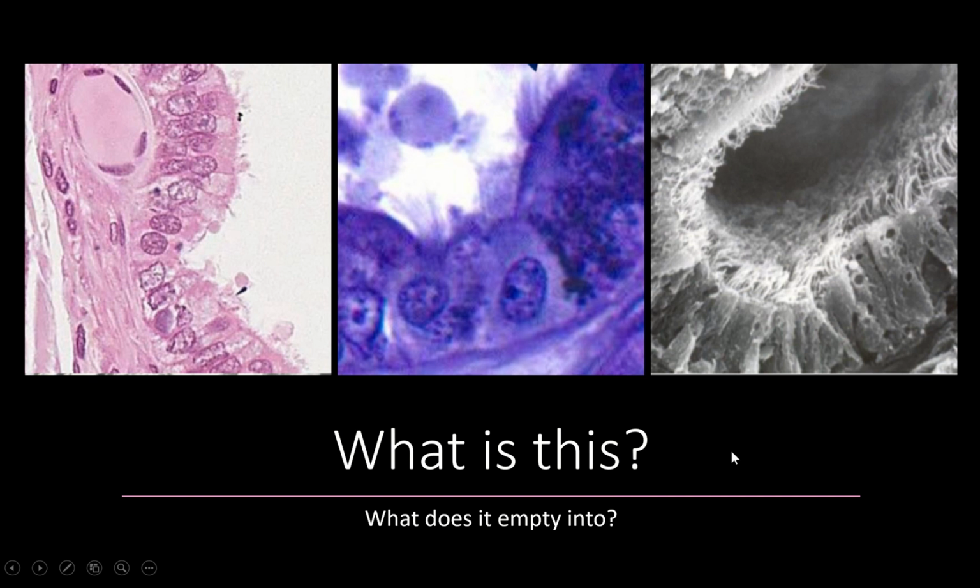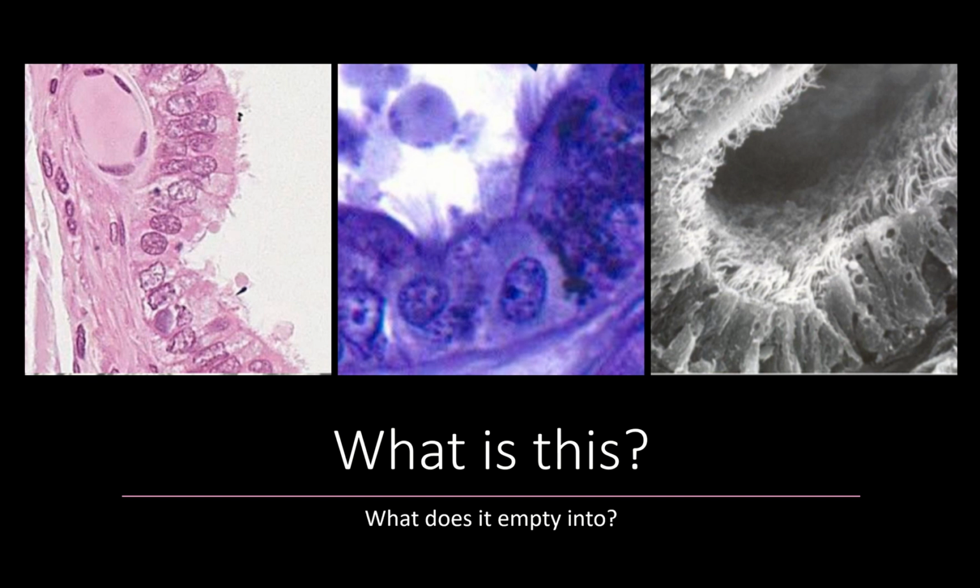So what is this and what does it empty into? I'll give you a hint. This is in the male. This is a duct system in the male reproductive system. If you look, we've got this scalloped appearance, so not all the cells are the same height as the others, and we've got these little cilia on here, and these are true cilia. So hopefully you realize this is an efferent duct in the male testes.